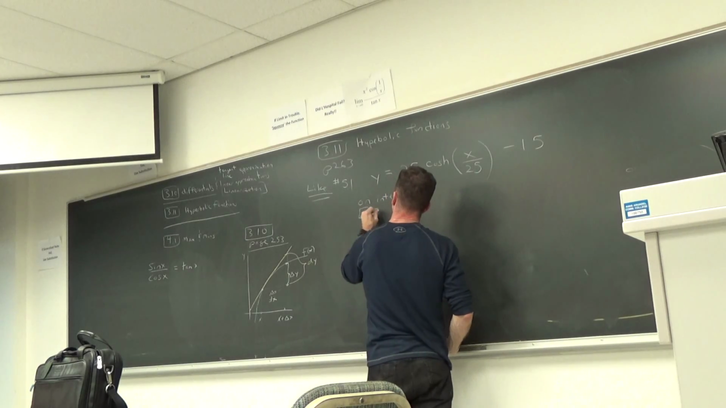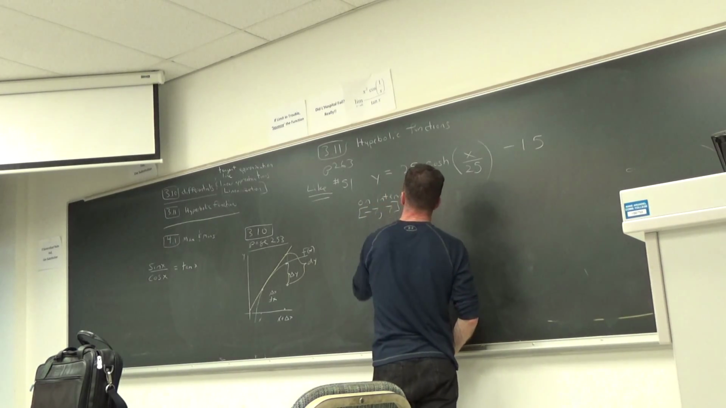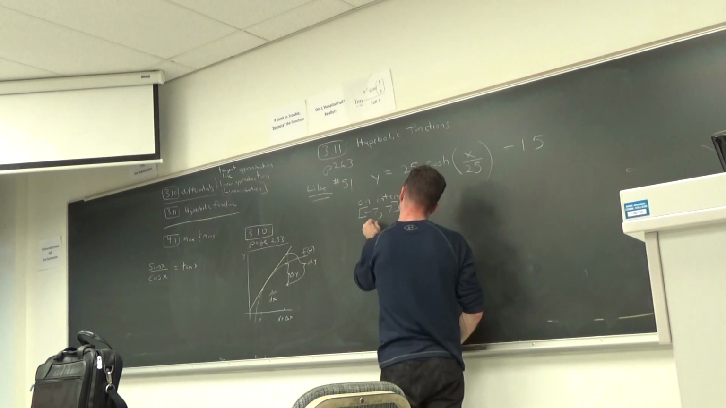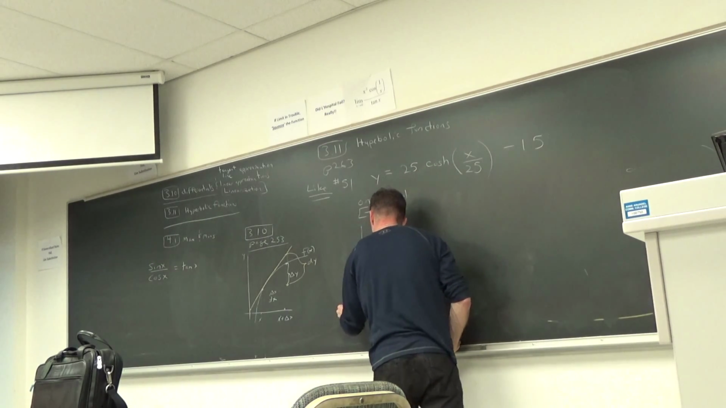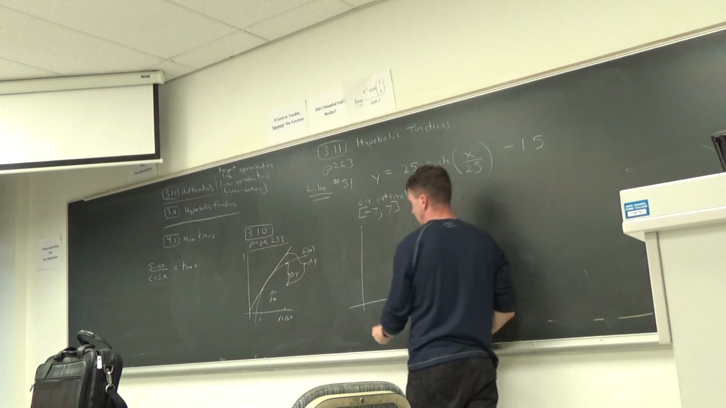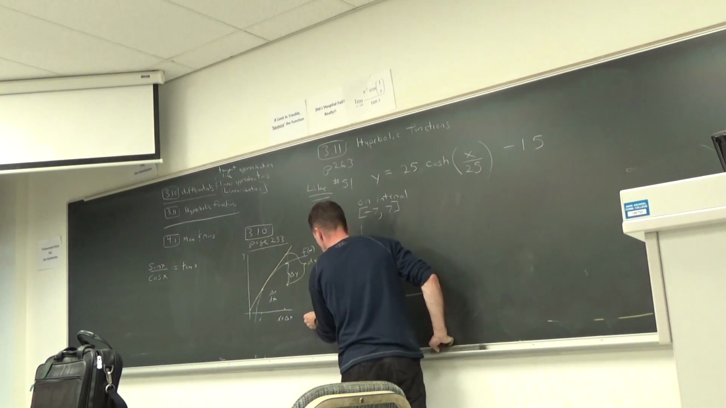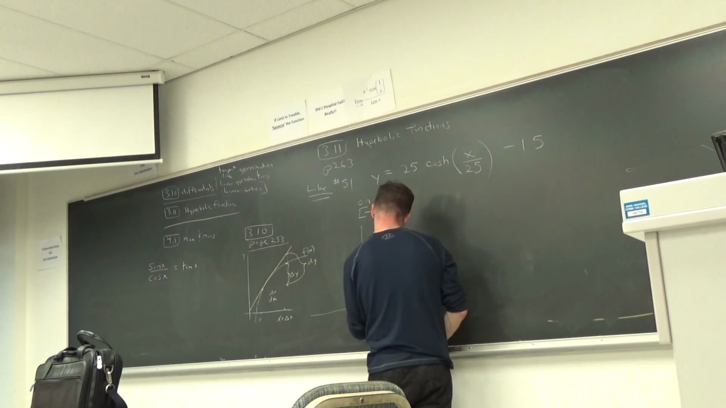From -7 to 7. Now, anybody got a calc handy? You're going to have to play with your window. I want you to go from -7 to 7 and graph that.